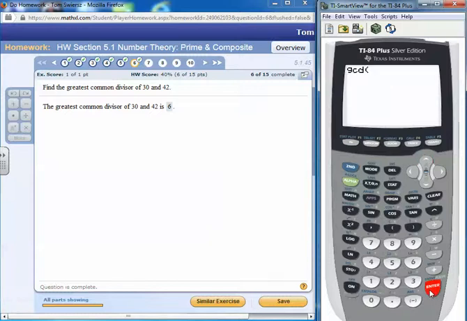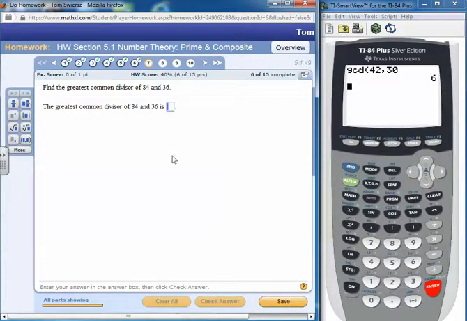Number 9, GCD, put in the 2 numbers, either order. The first number, a comma, which is above the 7, and then the second number, and then hit enter. You don't even need the right paren, and you'll get your GCD, which is 6.